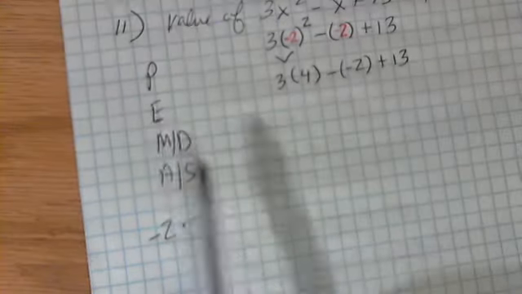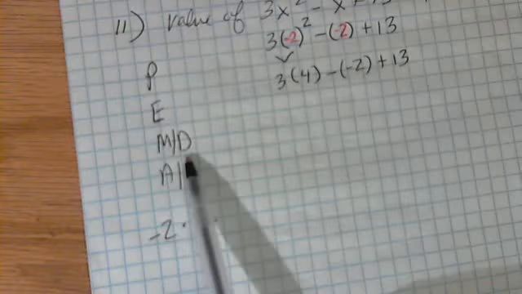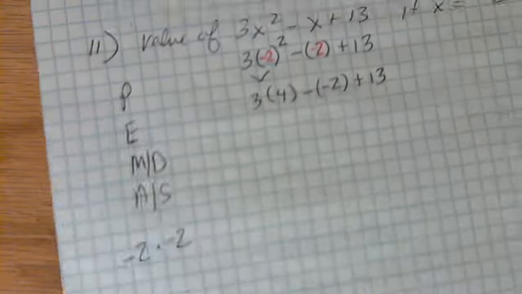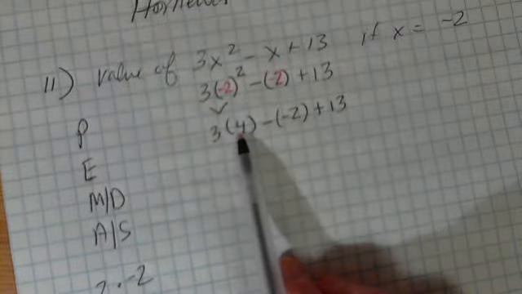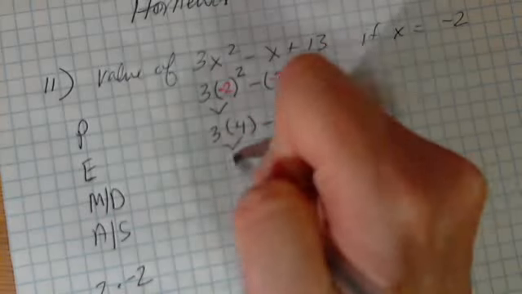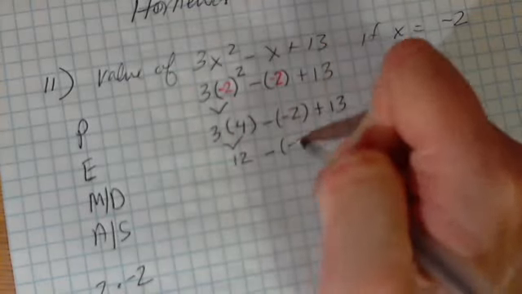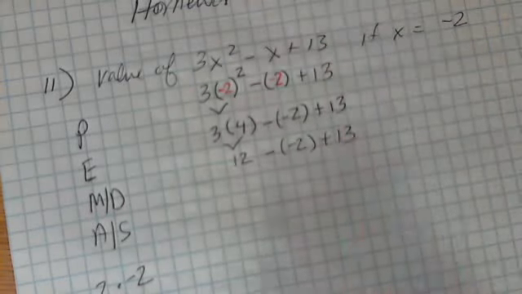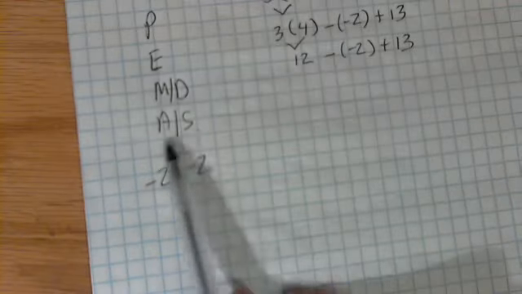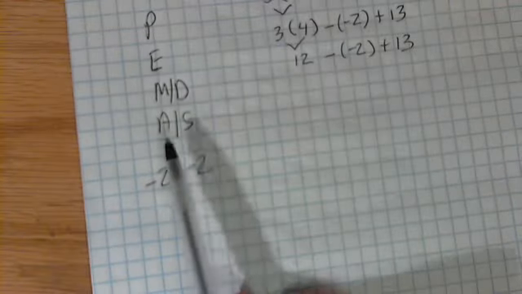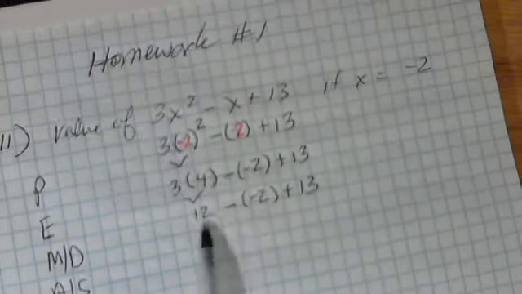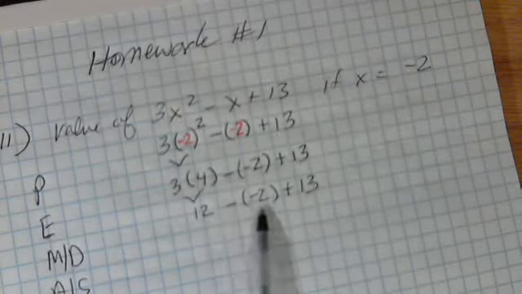Alright, order of operations says after exponents I do multiplication or division, whichever comes first from left to right. And I have multiplication right here. So this becomes 12 minus negative 2 plus 13. Alright, and then addition and subtraction, whichever comes first from left to right. The subtraction comes first. So I'm going to start here with 12, subtract negative 2.